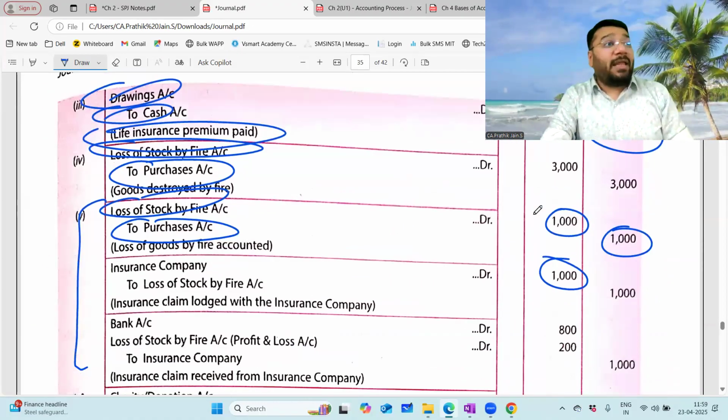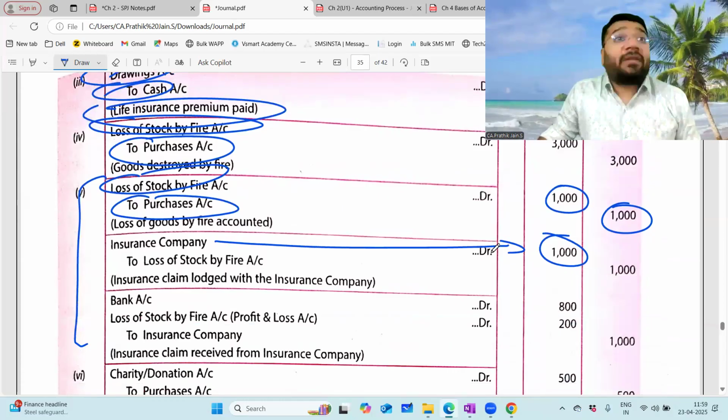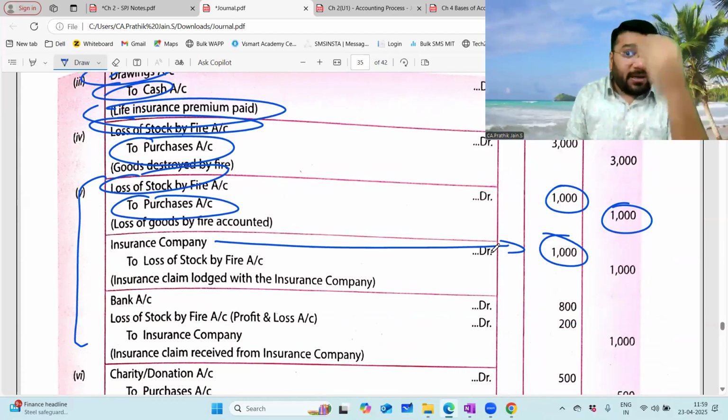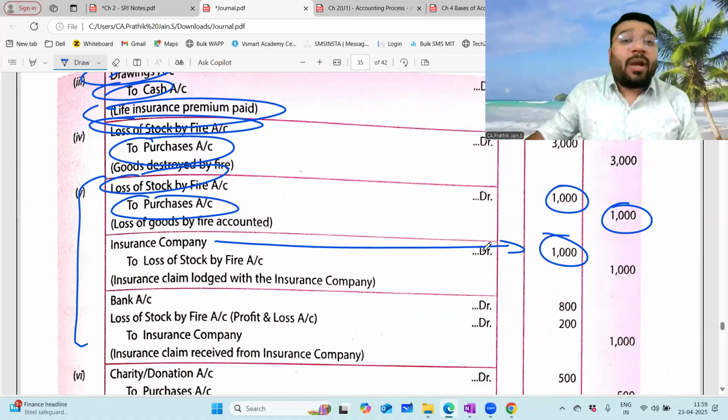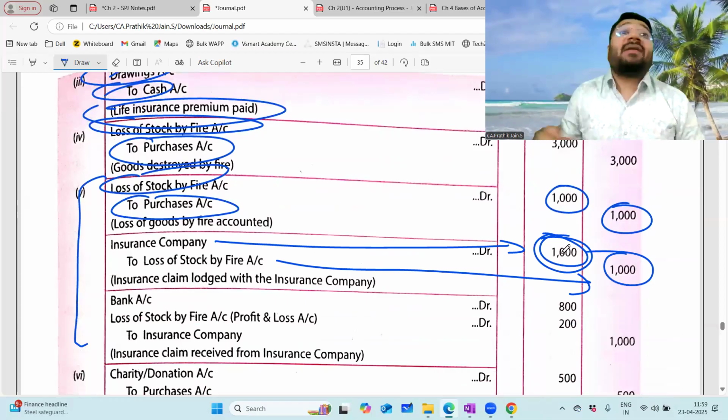When the person is going to tell you that I'm going to pay only 800 rupees, will you have an expectation from him to get 1000 rupees? This is not even allowed. This is not even recorded. So what have they done? Full 1000 rupees they're debiting in the insurance company, and full 1000 rupees loss they're reversing it.